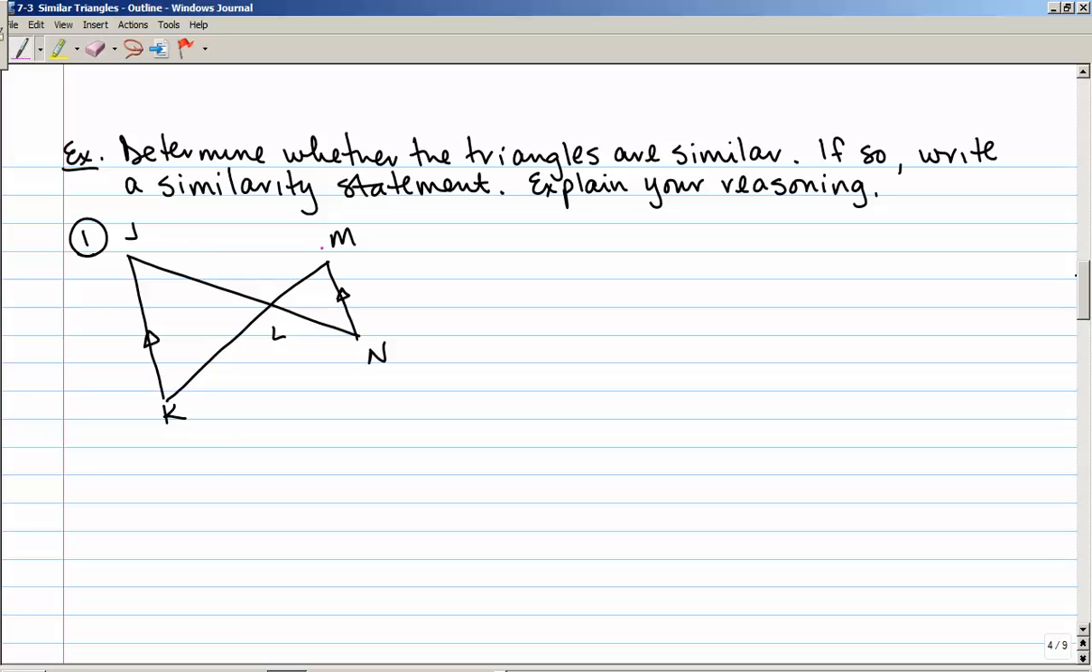So because these are parallel, well actually let's do the easy one first. I know that angle JLK is congruent to MLN because those are vertical angles. That's kind of nice. That makes it easy. Also, I have parallel lines, and I can look at either one of these as being a transversal. So I can say that angle K is congruent to angle M because I have parallel lines cut by a transversal, MK, and K and M are alternate interior angles.